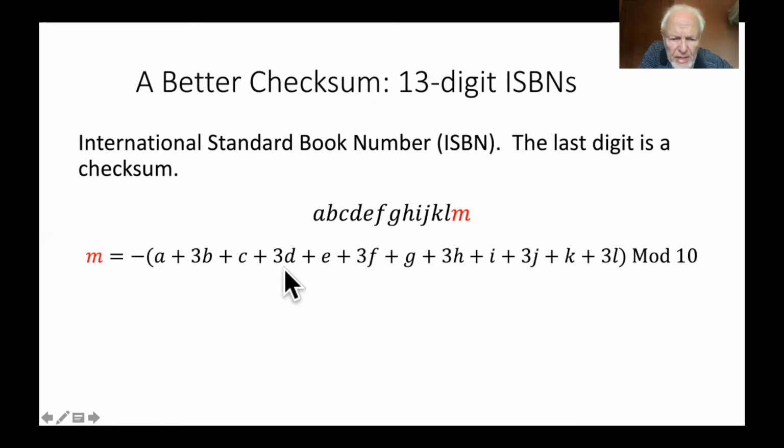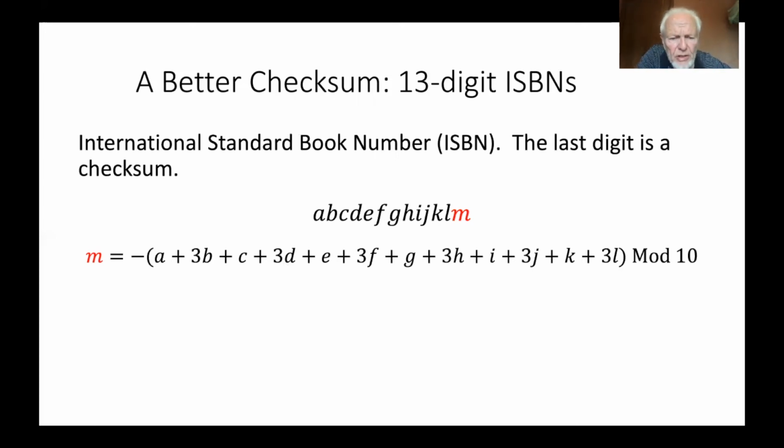If I mistype one of these, now 3 is carefully chosen here because remember that 3 was the number in the multiplication table of Z10 where all the numbers in the 3 row were different. And that means if I mistype D, I'm going to get a different value mod 10 here. So again, it's not going to check. So yes, it still catches single-digit errors, but now it'll also catch transposition.